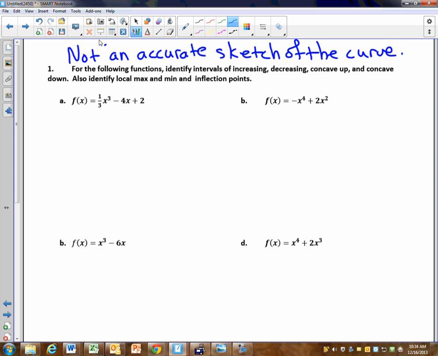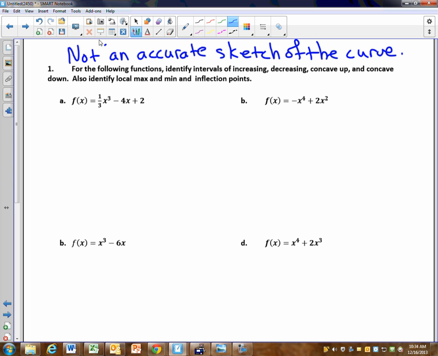Okay, you are not going to have an accurate sketch of the curve today. That's not our goal, okay? So this is lesson 4.3. After we do 4.4 and 4.5, you will have to take the information that you get and produce an accurate sketch. So the cool thing is that you can walk away from calculus and be very efficient with drawing excellent graphs.